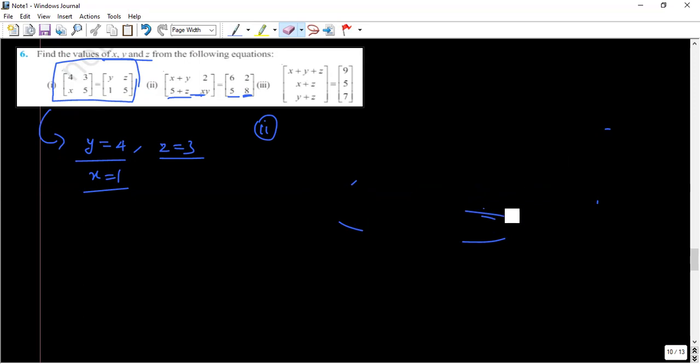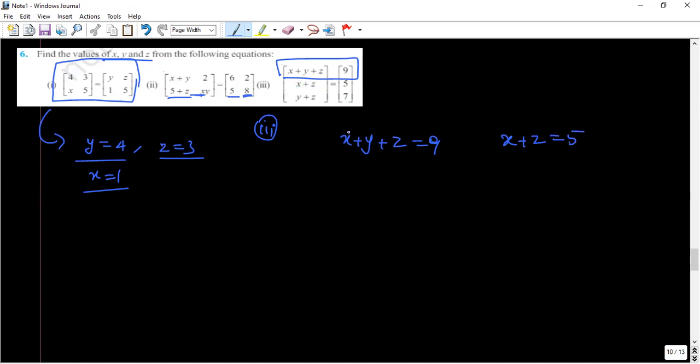Here, question number 3, I am erasing this because I don't have place to solve the next question. x plus y plus z is 9. This is a column matrix. Third question I am solving. x plus y plus z is 9. Okay, in the A21, what have they given? x plus z is 5. Just observe. x plus z is 5. That means addition of this and this is 5. So y plus 5 is 9. The value of y is 9 minus 5.